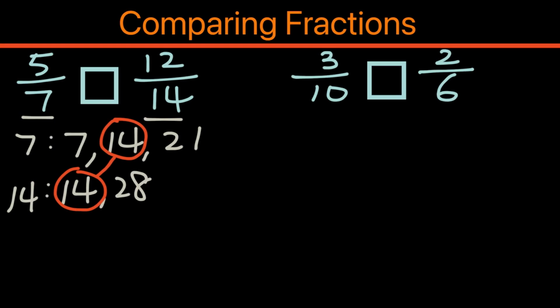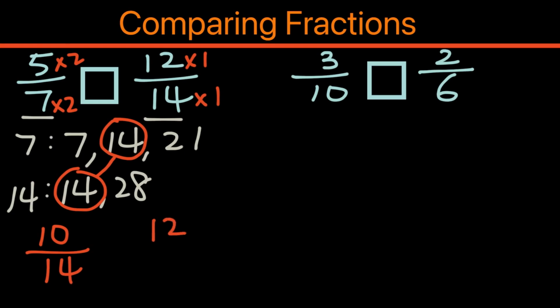For 7 to get to 14, we would times by 2. For 14, we would just simply times by 1. And when we multiply a number in the denominator, we need to do the same in the numerator. So 5 we need to times by 2 as well, and 12 we need to times by 1. Then we would simply rewrite the fractions. 5 times 2 is 10, 7 times 2 is 14, and the other one, 12 times 1 is 12, and 14 times 1 is 14.